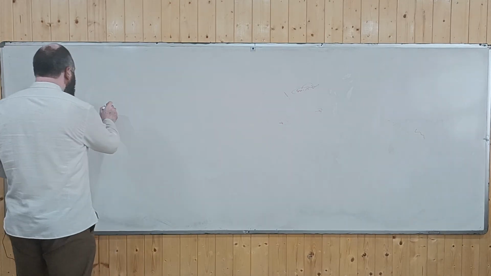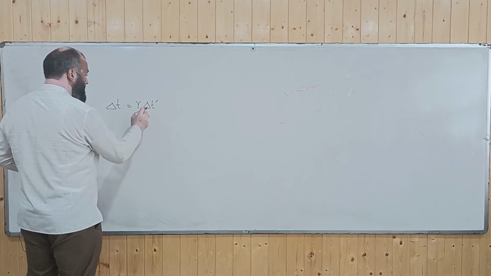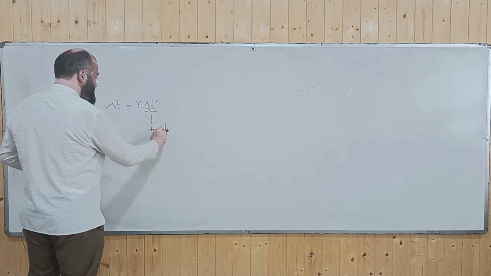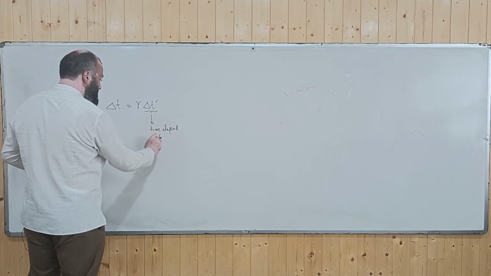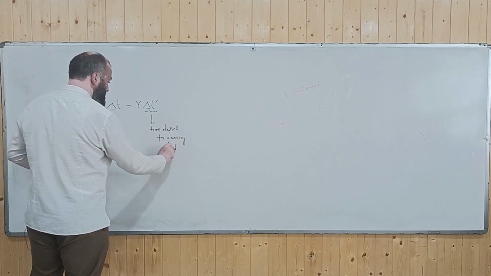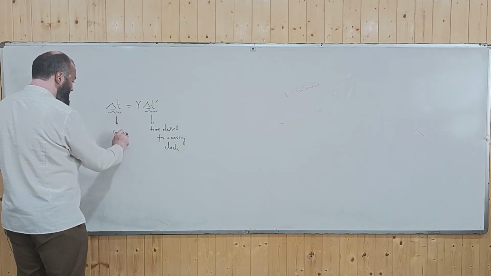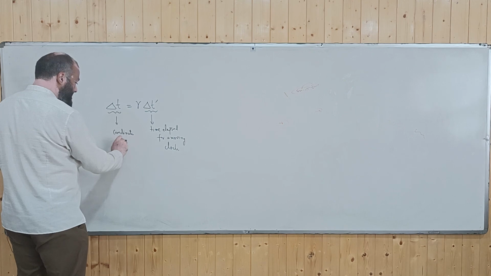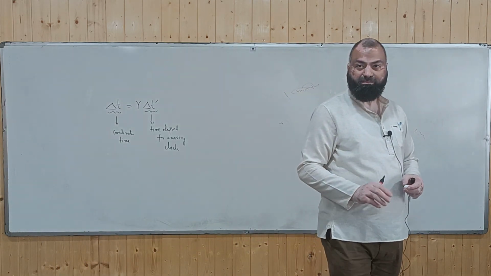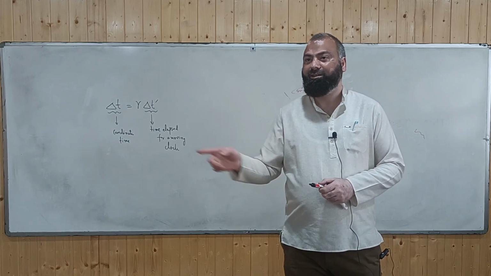This very relation. Okay, so this is the time. That's it for a moving clock. And this is the coordinate time. Let me explain it again, because most of the confusions arise because of this very relation.